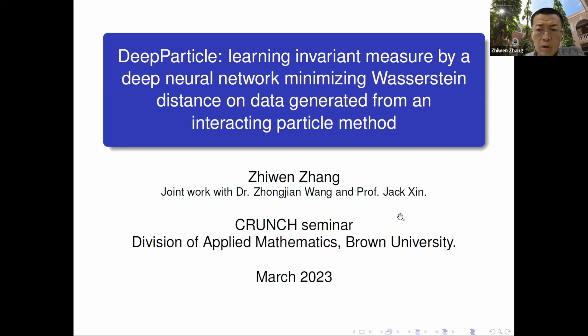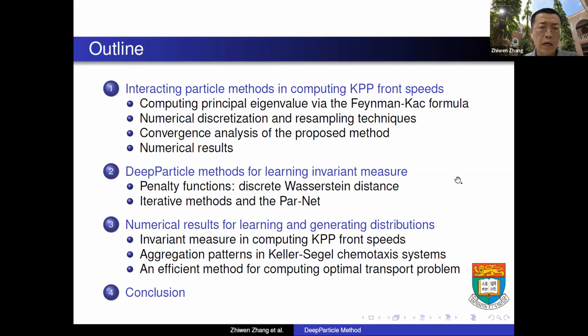Okay, the outline of today's talk is the following. First, for maybe 20 minutes, I briefly introduce the previous work, the so-called interacting particle method, because we developed this DeepParticle method from this previous work. I will explain some basic ideas and some results, and give you motivation for why we need to develop the DeepParticle method to reduce the cost. So this is the first part.